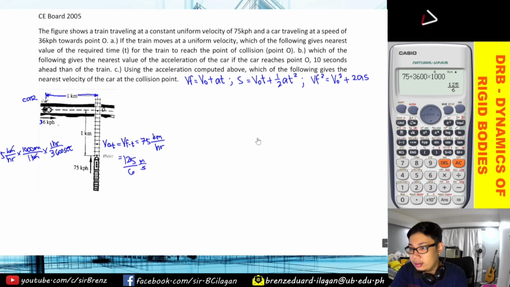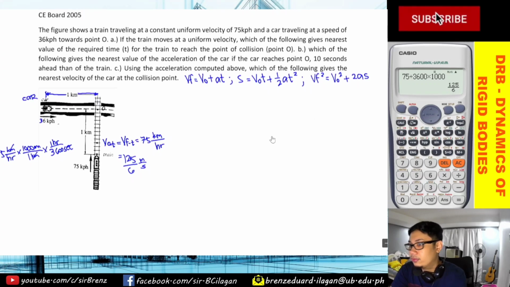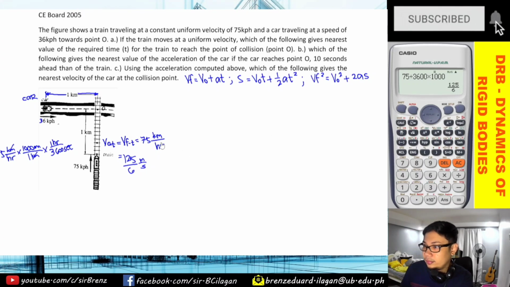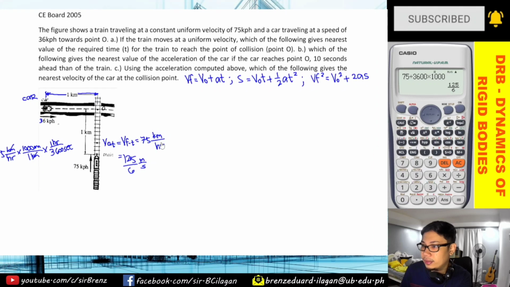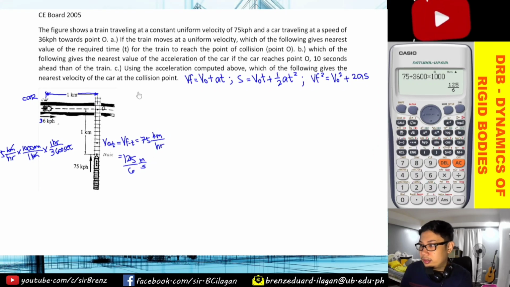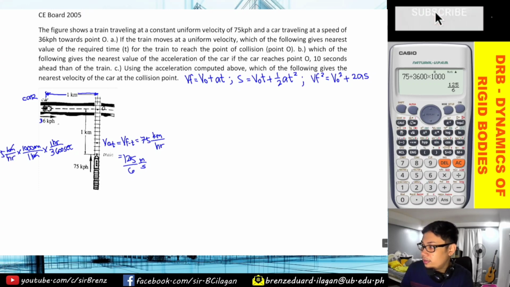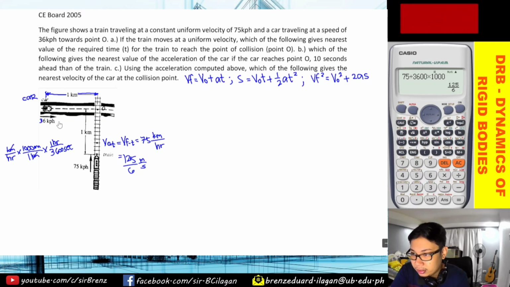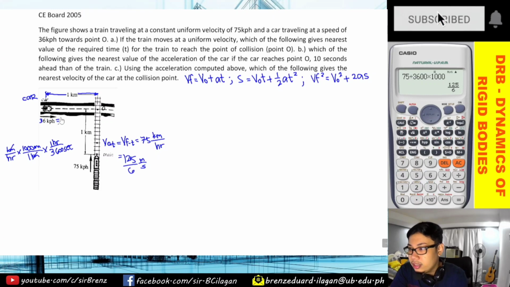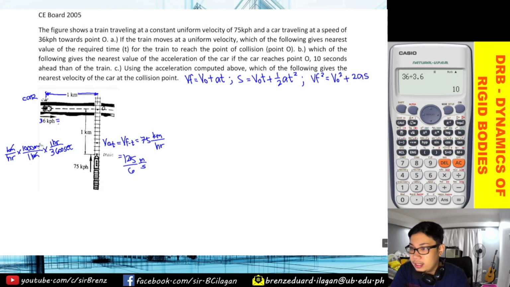So, this one is 75. And then, for the car, so 36, lagay na lang natin dito. So 36 divided by 3.6. So that is 10 meter per second.